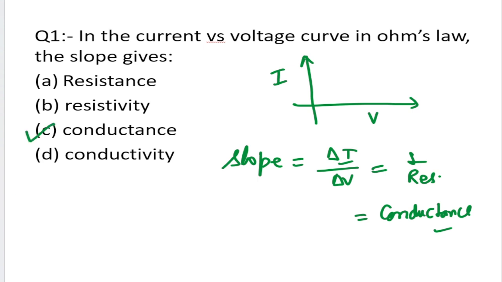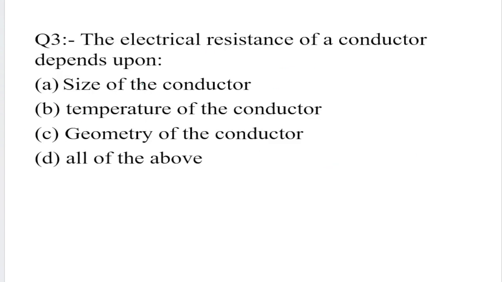Now, question number three: the electrical resistance of a conductor, R equal to rho L upon A, depends upon length, cross-sectional area and resistivity.